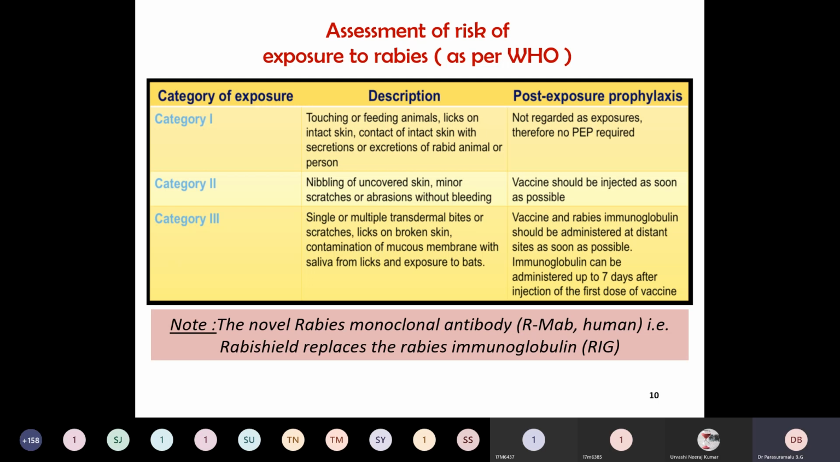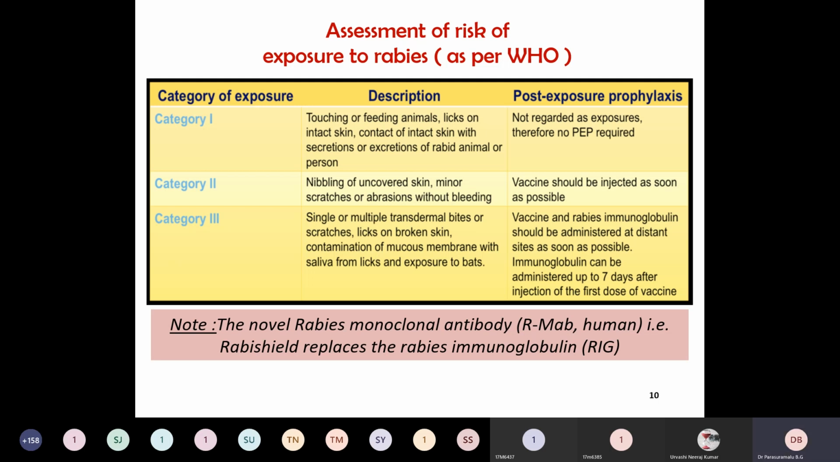So this is the latest ready-made antibody that is available now in the market, that is rabies human monoclonal antibodies, which is much superior even to human rabies immunoglobulin. Now we are replacing human rabies immunoglobulin or equine rabies immunoglobulin with the rabies human monoclonal antibodies if the patient can afford it.